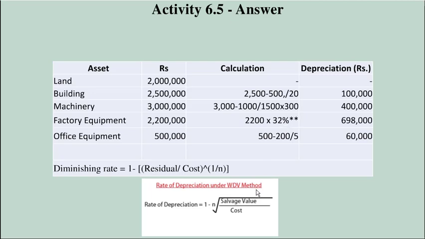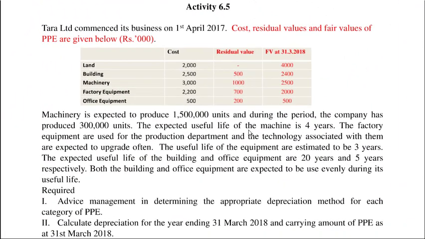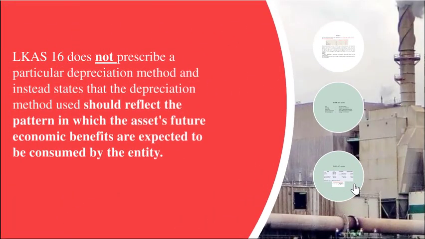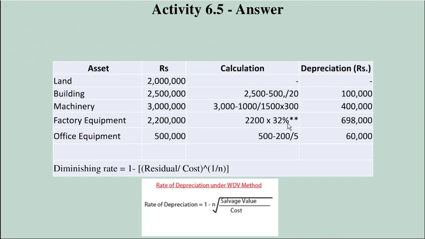So rate of depreciation we need to compute based on the given information. So what are the information given? Factory equipments, residual value is 700, cost is 2.2 million, and number of years is 3 years. So we can accordingly compute depreciation rate. It is 32%.